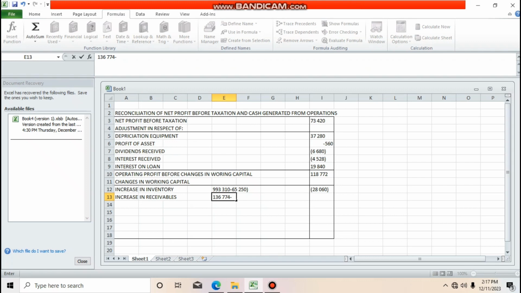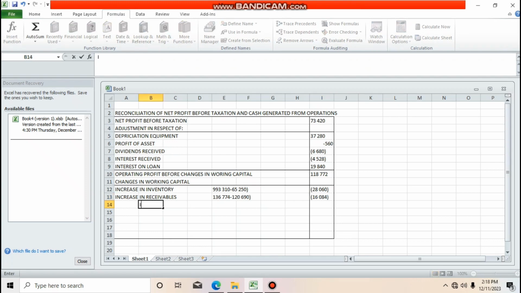13,674 going to less 126,90. So in order for us, because it's an increase here, we're going to indicate inside the brackets, and we're going to have 16,084.